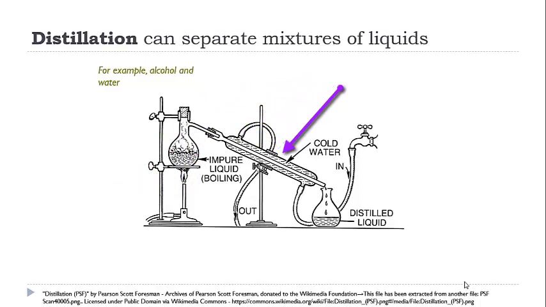That's the condenser there. The condenser is cold. It has cold water coming into it. There's constantly water circulating around it. That condenses the vapor into liquid, which then runs down into the flask on the right, which contains the distilled liquid. And since alcohol has a lower boiling point than water, you would end up with the alcohol on the right and the water left behind in the flask on the left.